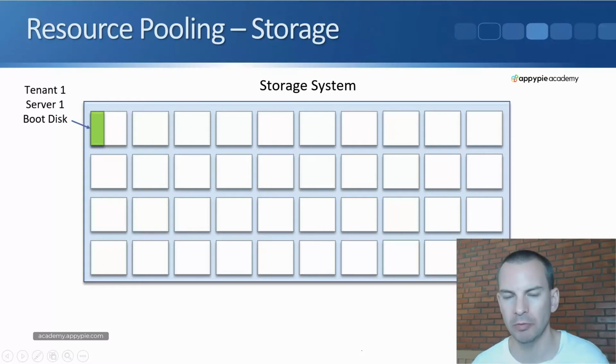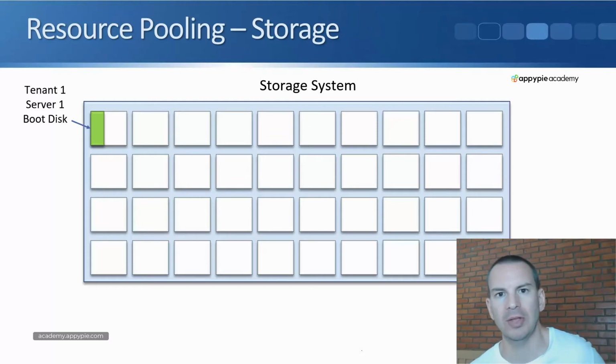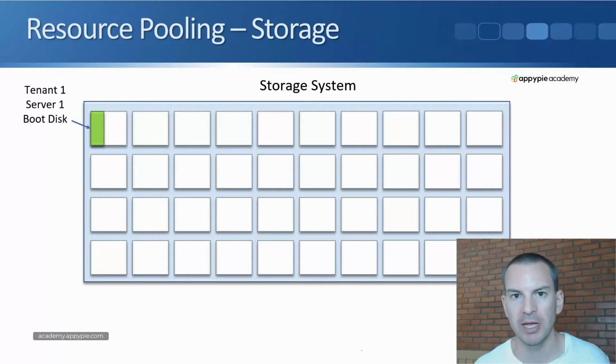With cloud computing, we've got the concept of tenants. A tenant is a different customer. So customer A would be one tenant, customer B would be a different tenant. Because we can have multiple customers using the same underlying infrastructure, it's a multi-tenant system. Back to the storage system again. So I had my boot disk for tenant 1, server 1.